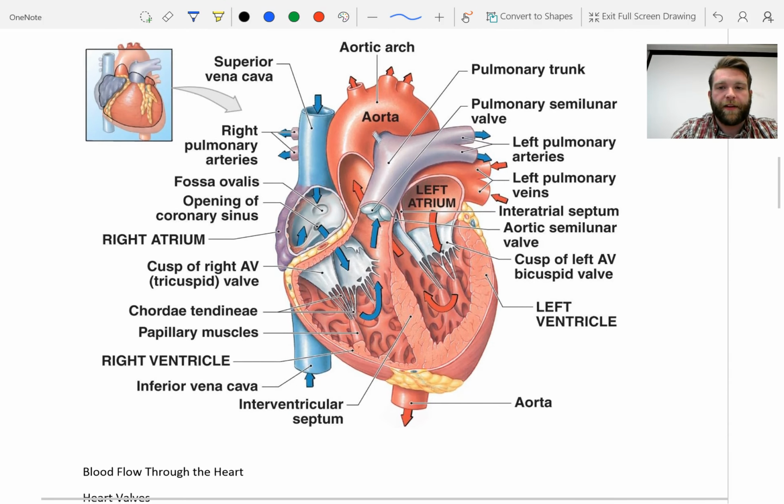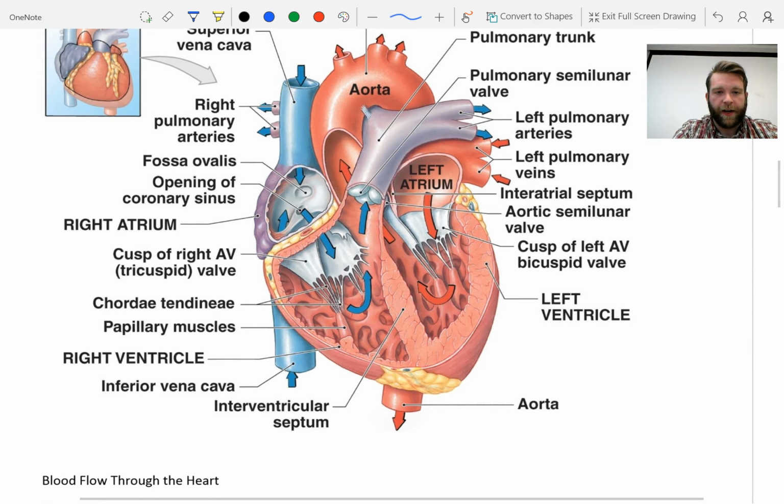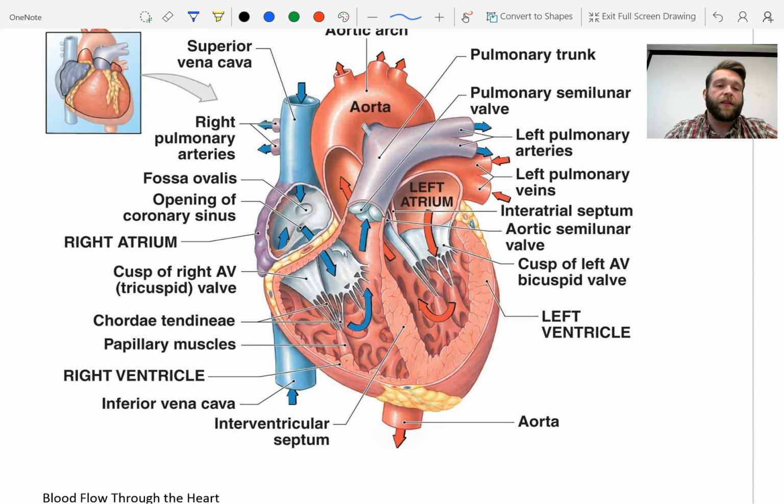Okay, so let's look at blood flow through the heart. Right? This is kind of a complicated image, but I will try to outline and explain a lot of these different features of the heart. Okay, so when we're talking about our movement of blood through the heart, we're coming from our systemic system, so from the outside of the heart.